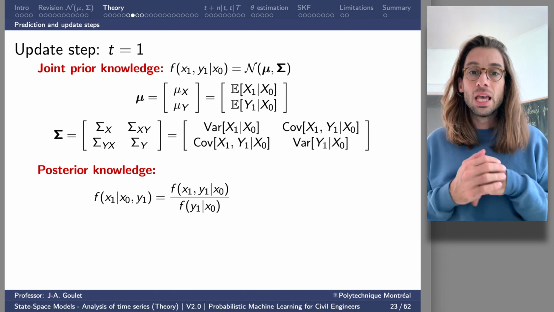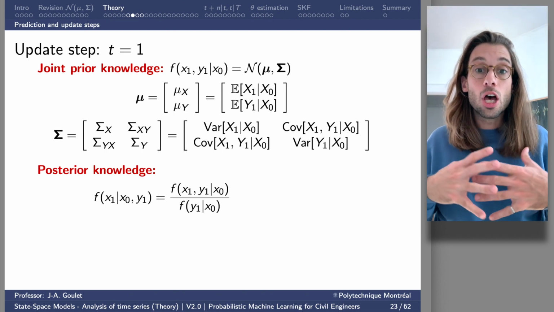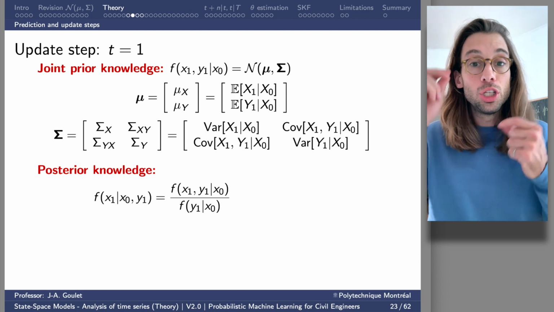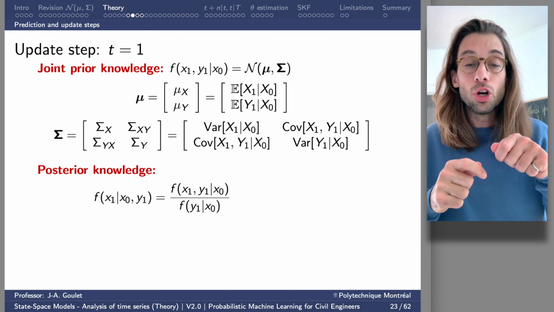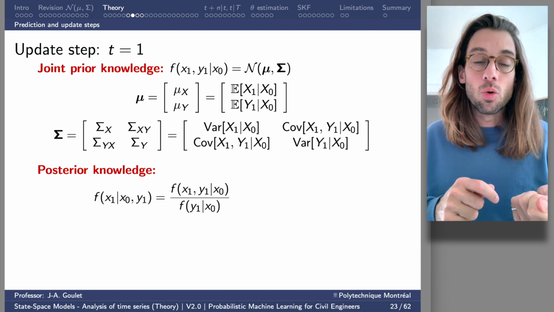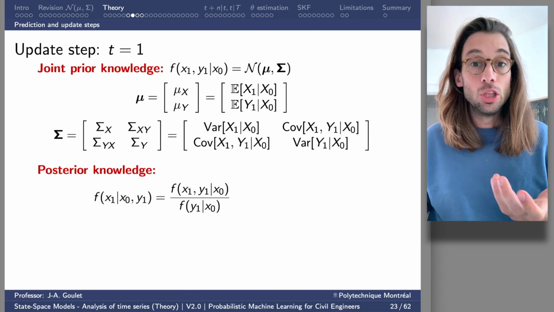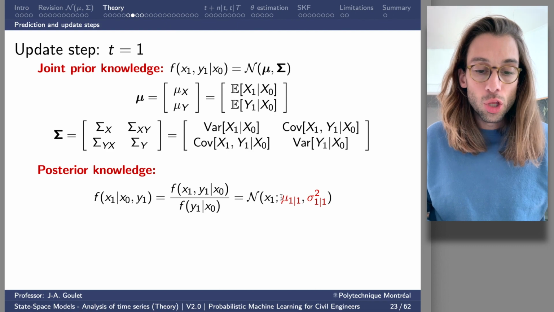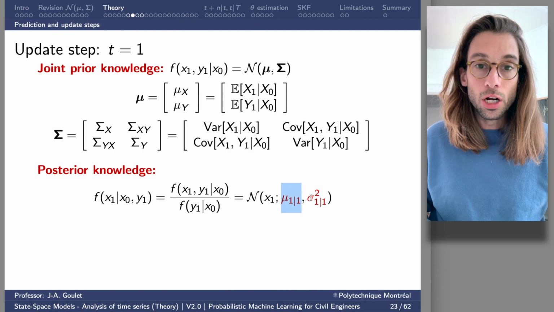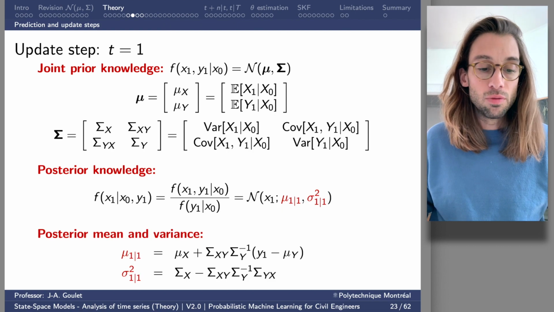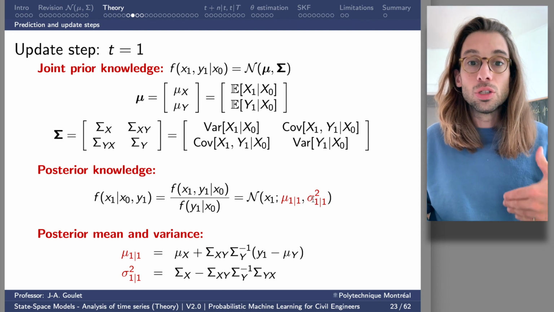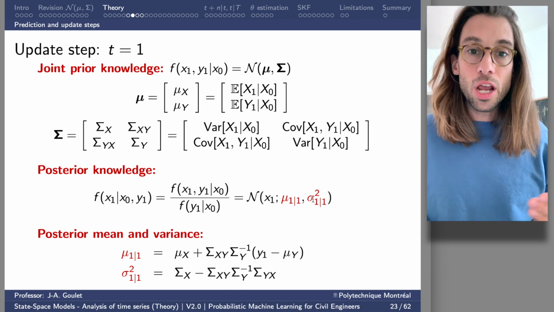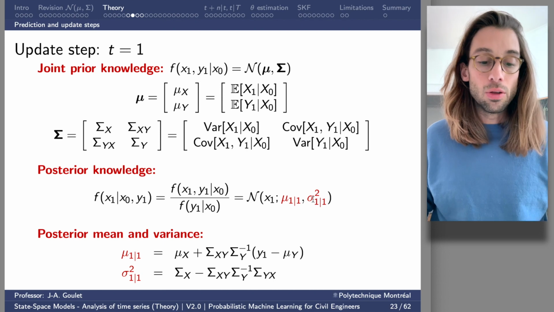So in this case, if I actually end up observing y1, I want to use that observation in order to update my quantity for x1. And doing this, I can use the Gaussian conditional we've seen earlier to obtain my estimate for mu1 given 1 and sigma 1 given 1. And to do this, I use the same Gaussian conditional equation we've reviewed together earlier.